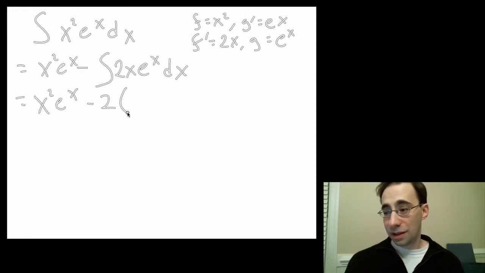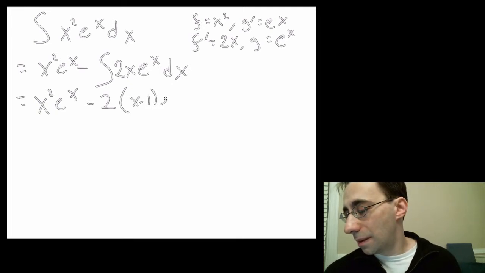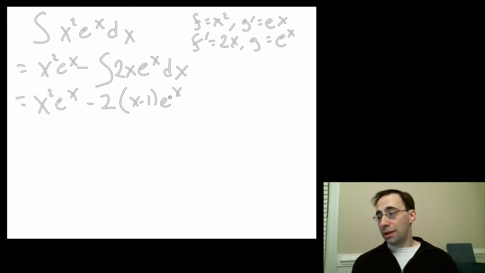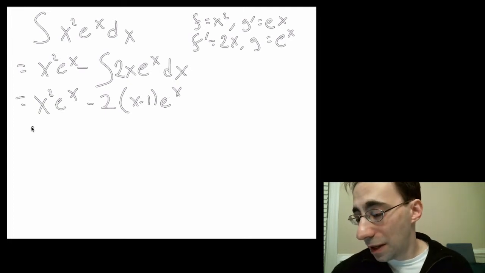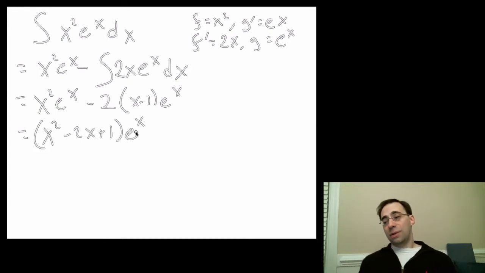If you recall from the previous screen, that integral was x minus 1 e to the x. So by using integration by parts twice, we get our answer, and we can put them all together and get x squared minus 2x plus 1 times e to the x is the integral of x squared e to the x. And we can keep doing this over and over again, getting longer and longer polynomials multiplying e to the x, but it's always possible to do.